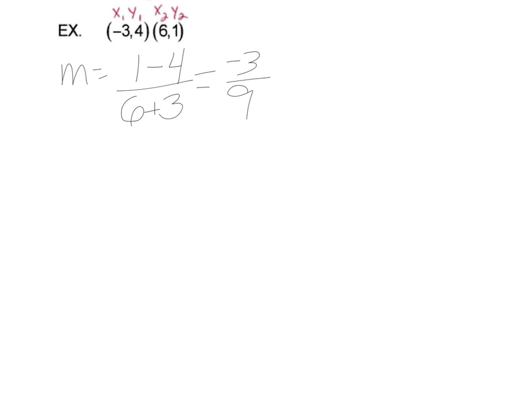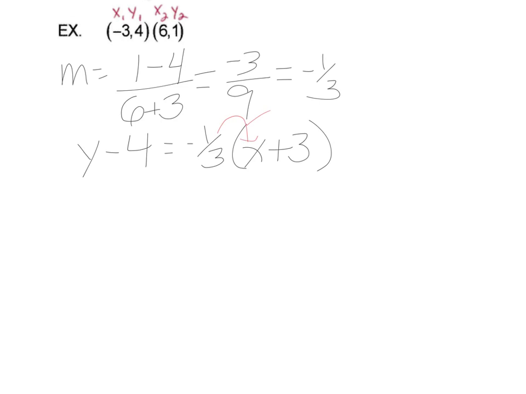If your slope will reduce, always reduce it. It will make things easier for you. 3 and 9 both divide by 3, so negative 1/3. The next formula in the list is point slope. Y minus y1 equals m times x minus x1. So there's point slope. Then I need to continue on to get to slope-intercept form, distribute.